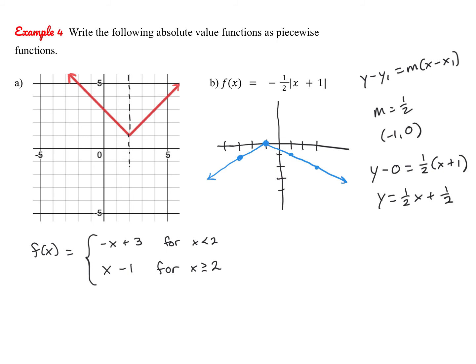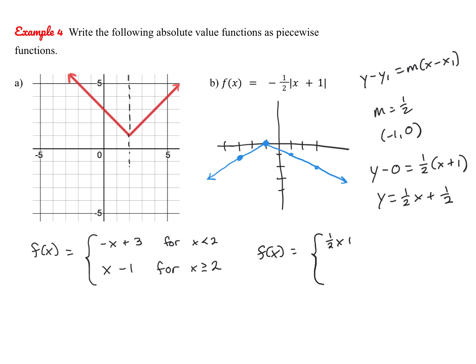Again, we could have seen that by carrying on our slope. We would know that it crosses at 1/2. But this is another way we can make any linear equation as long as we know, again, the slope and any point on the graph. So we have f of x equals, set up our piecewise function.